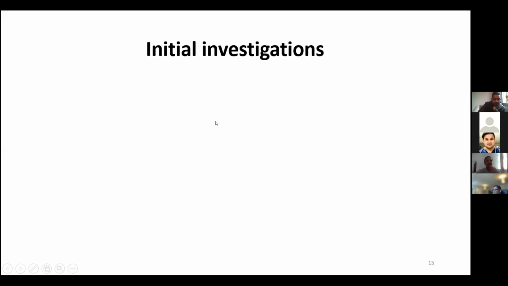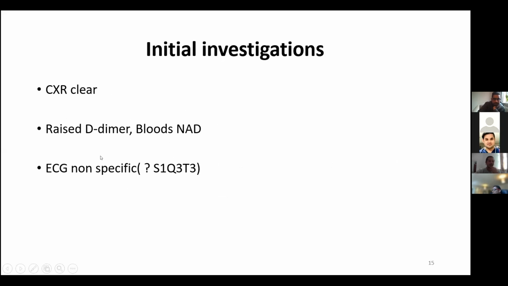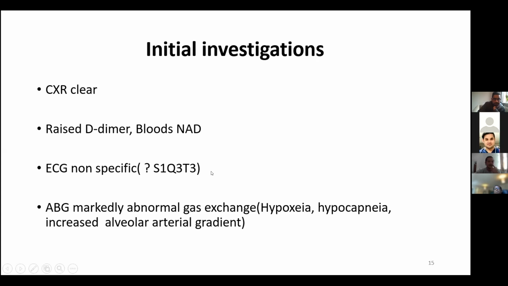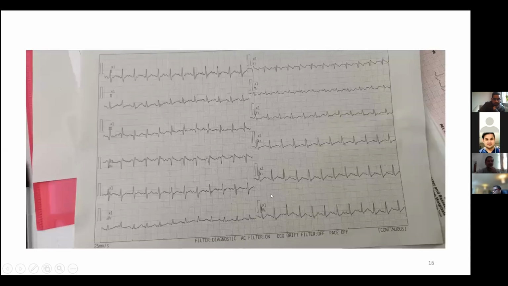So we have done initial investigations, and the chest X-ray was clear. D-dimer was raised, bloods were unremarkable, and ECG was non-specific. We could not distinguish if it's an S1Q3T3 pattern. And on ABG, there was hypoxia, hypocapnia, and increased alveolar-arterial gradient. So this is the ECG of the patient. I'll give you a few seconds to have a look at it.